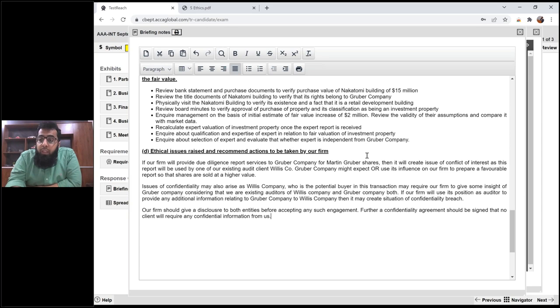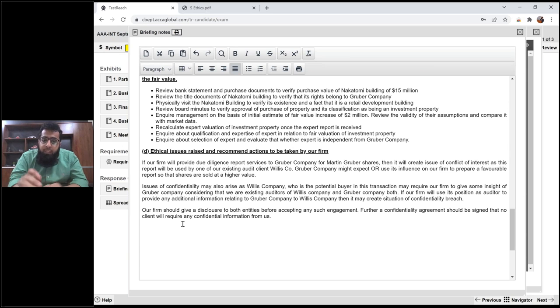Okay. Now, first of all, what we said is that this will create an issue of conflict of interest. Then we said that this will create an issue of confidentiality also. Now we should give a disclosure to both of the entities. What else can we use? We can use a separate team. For every issue and for every action you will get 1 mark. For every evaluation you will get 1 mark.